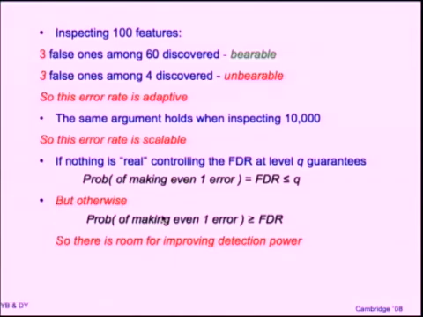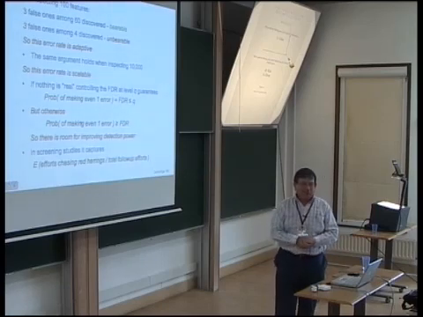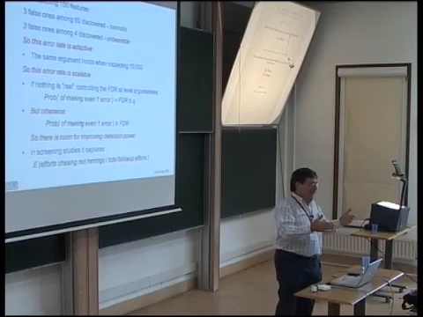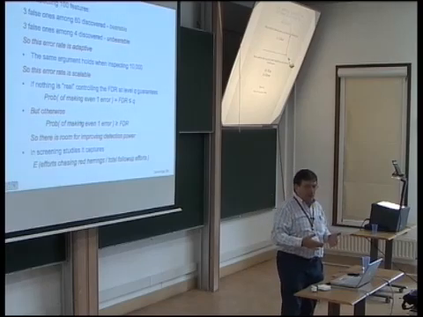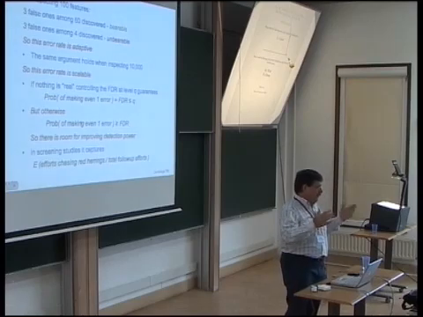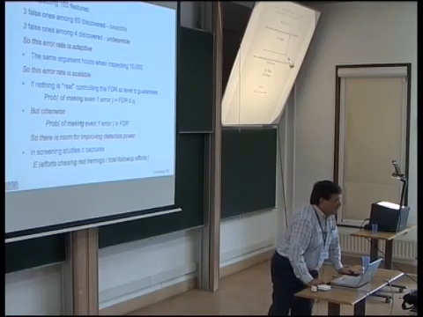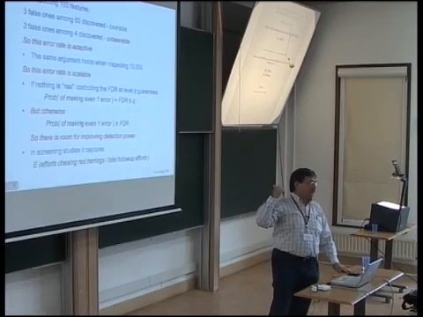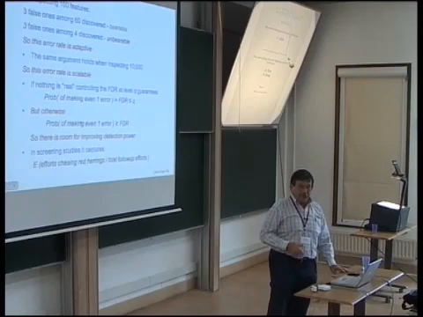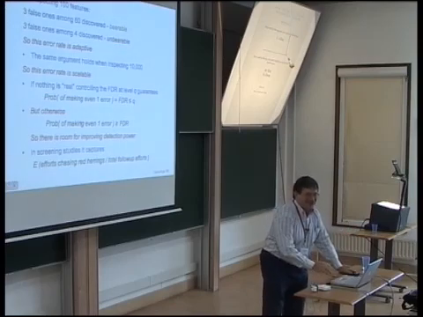detection power. I want to emphasize that in screening studies, it really captures the expected effort chasing red herrings divided by the total follow-up efforts. So if in fact you want to work in your lab with an FDR of 0.25 because you don't care that much, you're welcome to do it. There's a big difference here between reporting to the literature and making decisions for yourself. But for instance, in this study, the first wave was sent for replication. I mean, you want to ensure that not more than 50% of what you send to replication is error.